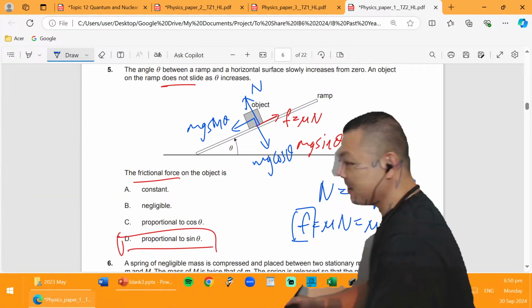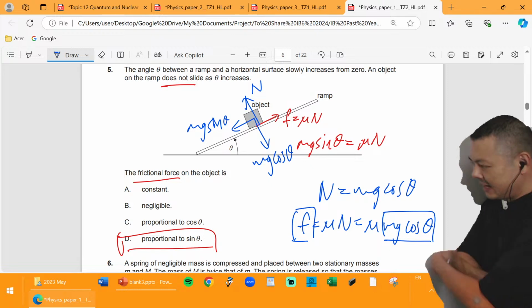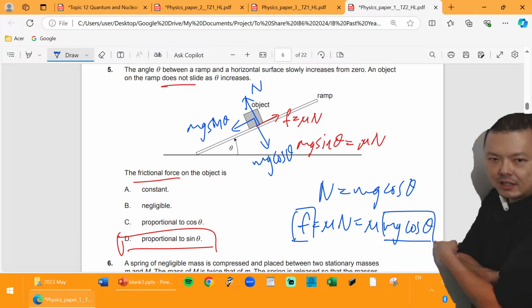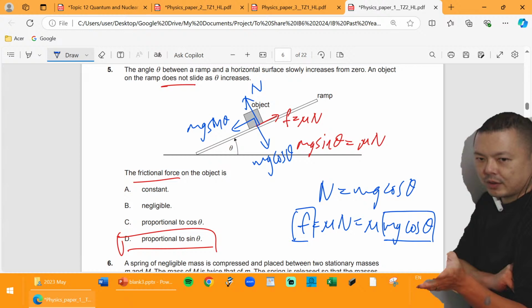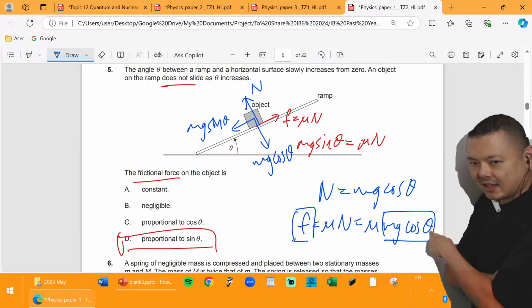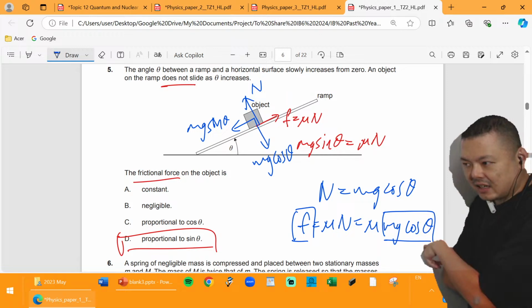Wait. Then you should say this. You should start with this because now I'm confused. Right? Isn't friction proportional to cosine theta? You have to think about how cosine theta changes as you increase theta. Cosine 0 is 1. So if you increase theta, then the value of cosine theta becomes less.